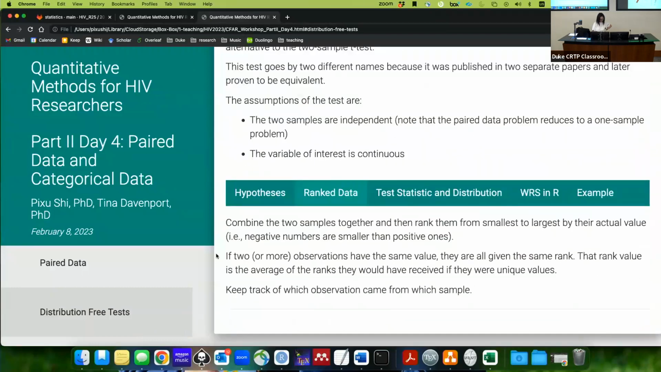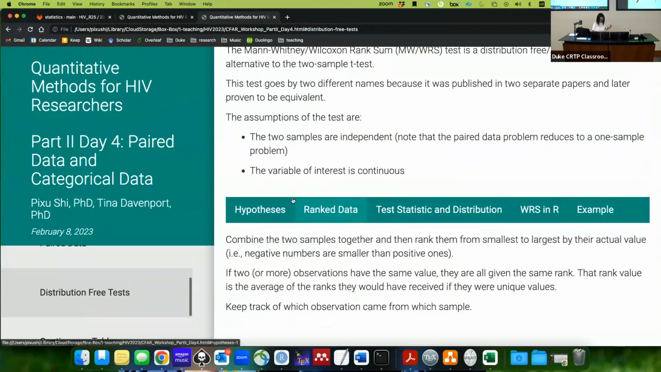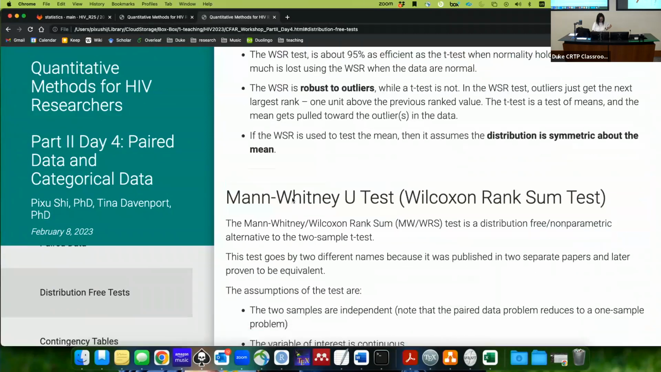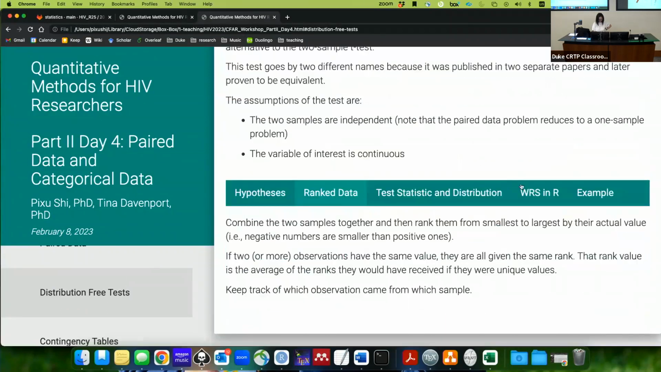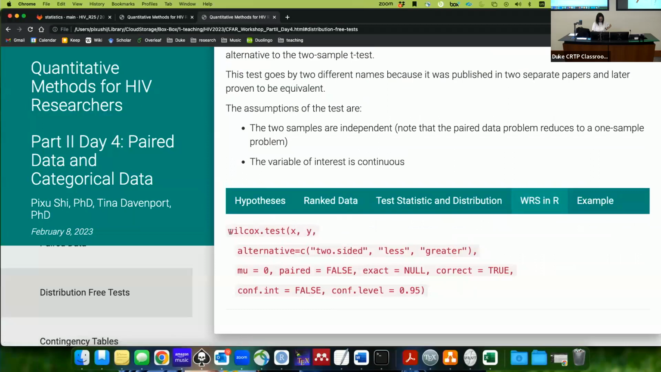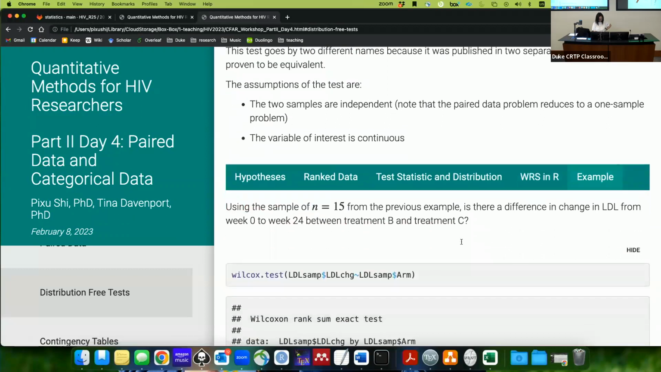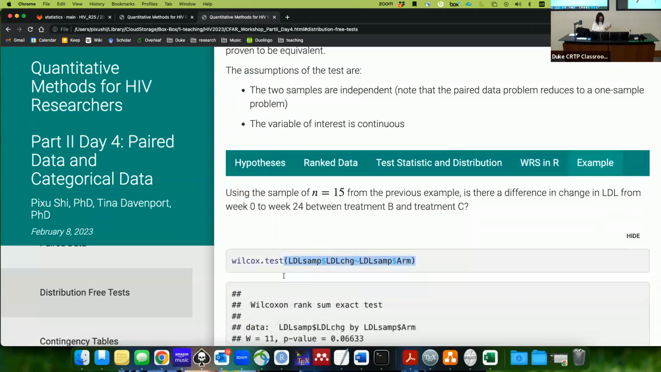So here we have the Mann-Whitney U-test. We have the function to do it in R. It's actually the same function as the one sample test, but you have two inputs. You can also use the regression format, which is the way I'm doing it here.